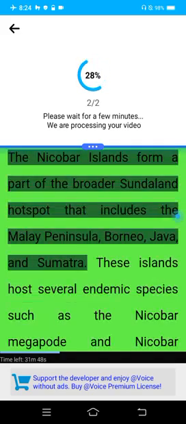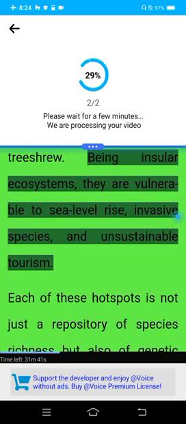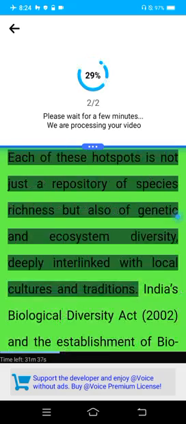Sundaland, Nicobar Islands part in India. The Nicobar Islands form a part of the broader Sundaland hotspot that includes the Malay Peninsula, Borneo, Java, and Sumatra. These islands host several endemic species such as the Nicobar negapo and Nicobar tree shrew. Being insular ecosystems, they are vulnerable to sea level rise, invasive species, and unsustainable tourism.